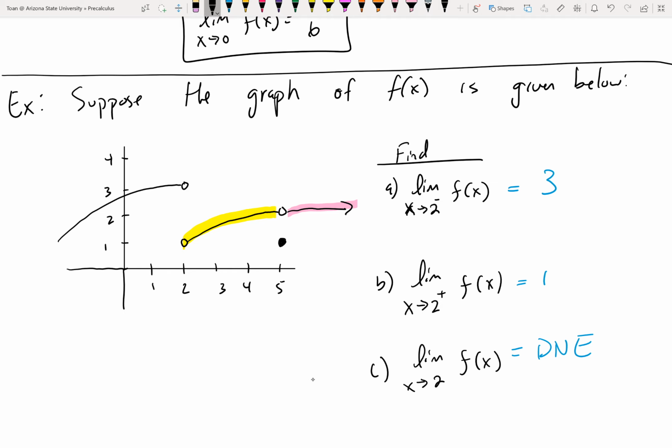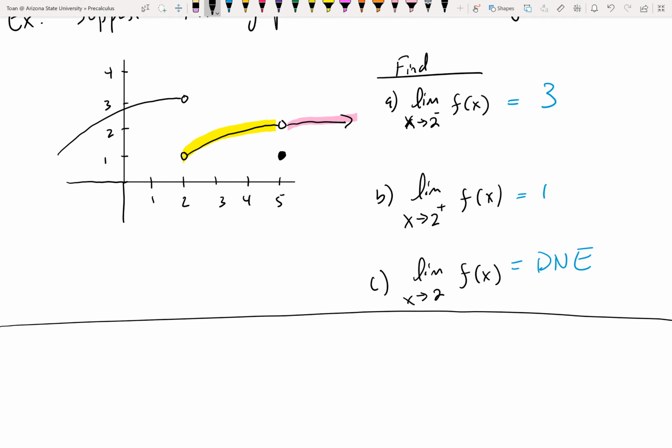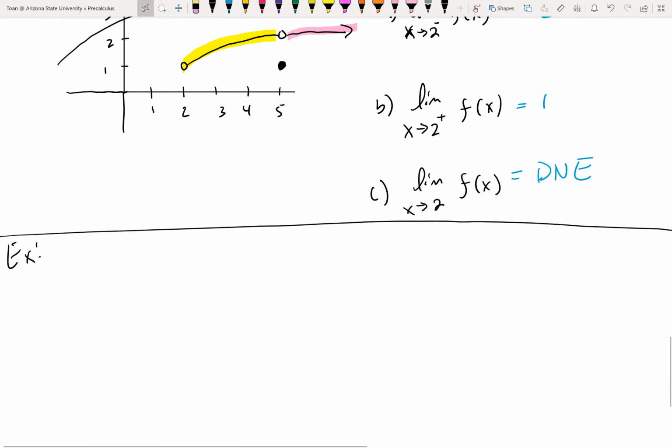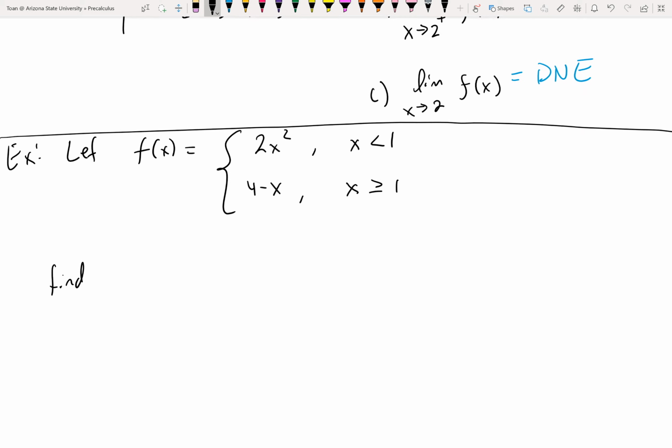Let's do one last example just because I noticed there's some piecewise on the practice. Doing the piecewise examples should be pretty simple and straightforward. Suppose I asked you, let f of x equal, it'll be a piecewise function. Say 2x squared whenever x is less than 1, and say it's 4 minus x whenever x is greater than or equal to 1. Right. And I'm going to ask you to find the limit as x approaches 1 of f of x.